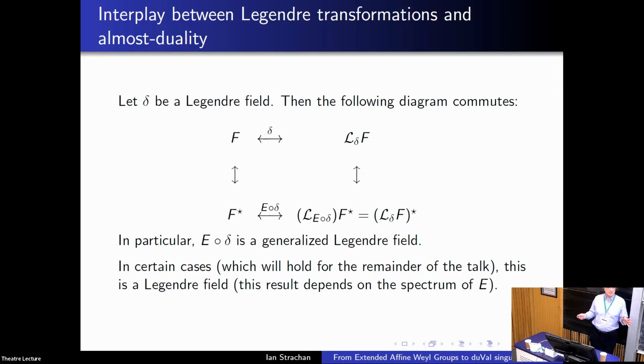For all Coxeter examples, the most basic sort of examples of Frobenius manifolds, this twisted Legendre field isn't a Legendre field. It remains a generalized Legendre field. But what makes the rest of the talk quite easy from a computational point of view is that for all the examples from now to the end of the talk, this twisted Legendre field is a Legendre field. And you can trace everything back to the spectrum of the original Frobenius manifold.